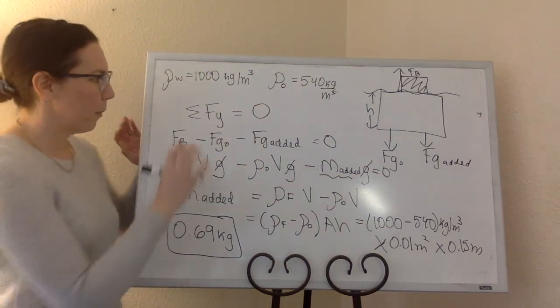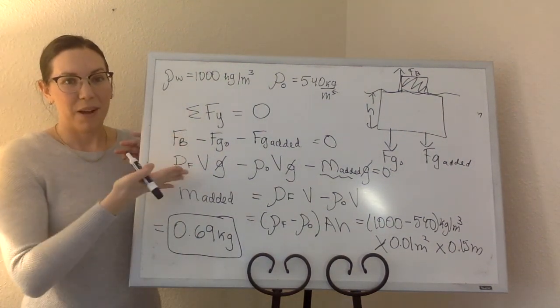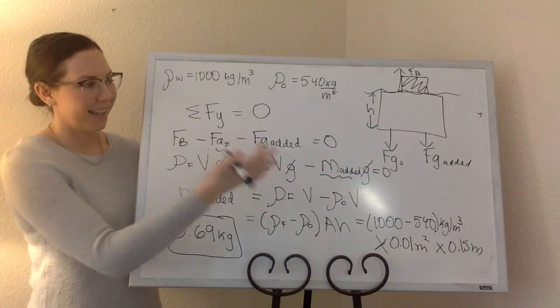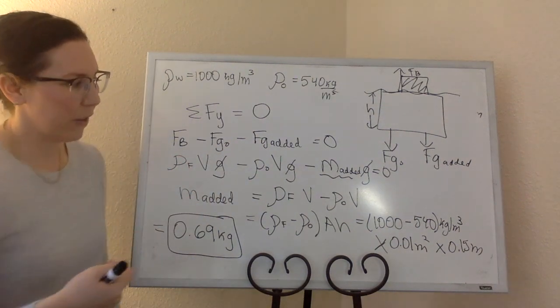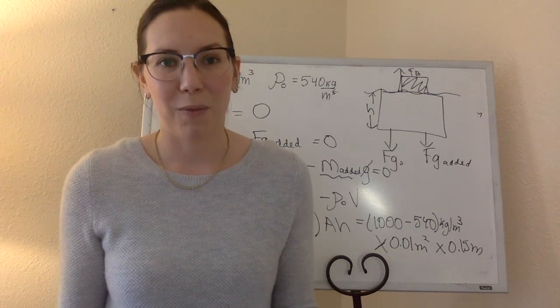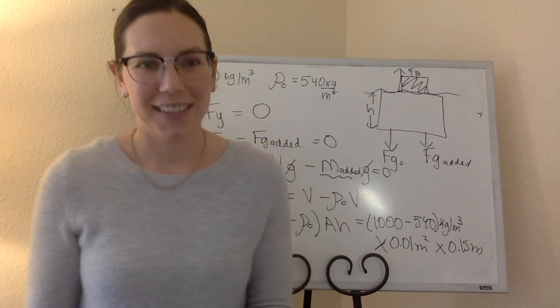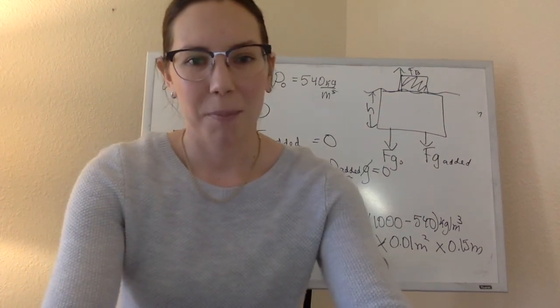So again, we started with Newton's first law and then wrote out the net force acting on the object and set it equal to 0, making sure to account for the buoyant force and any other forces that were acting on the object. All right, let's do another example.